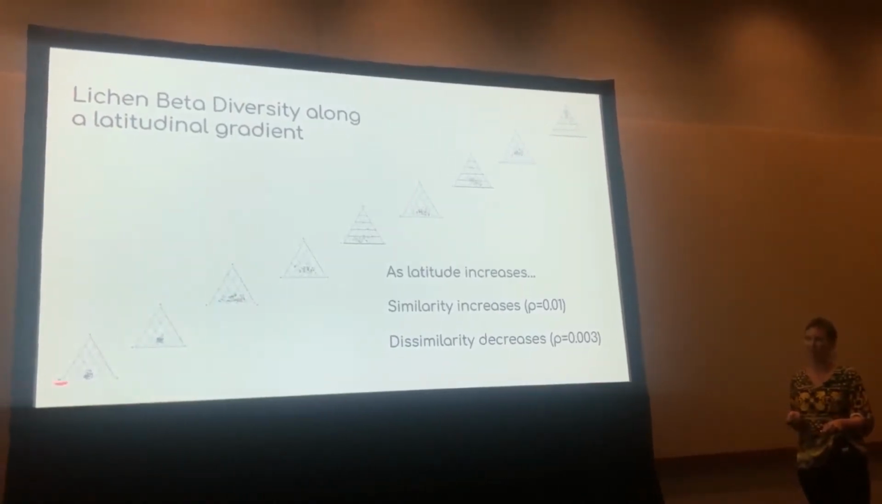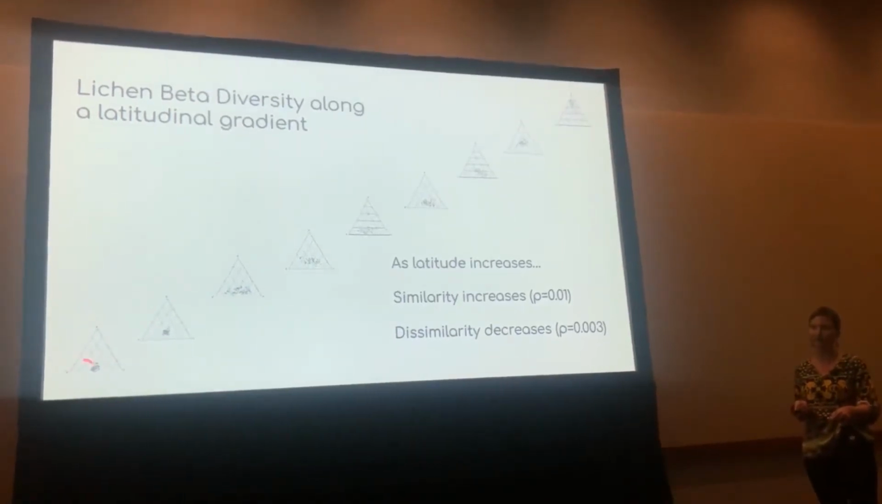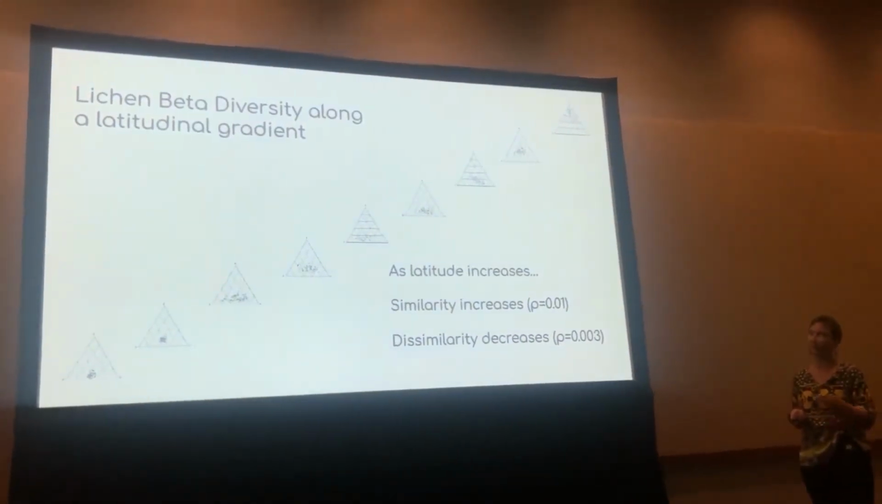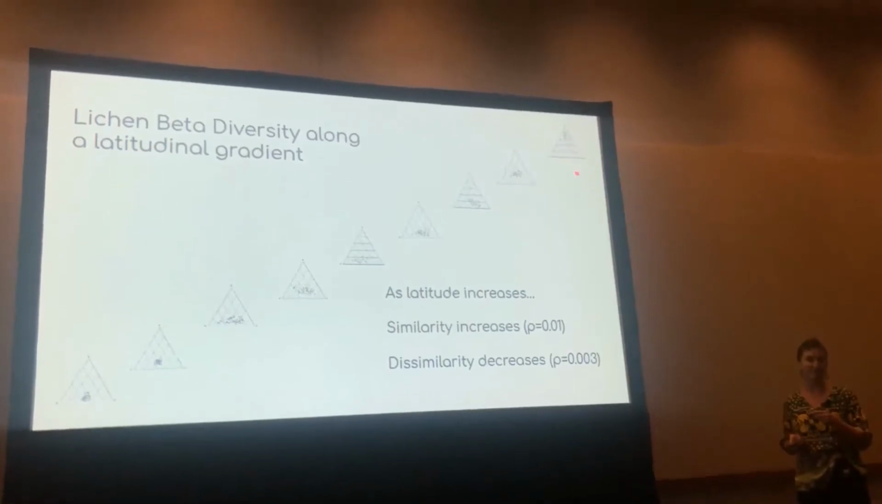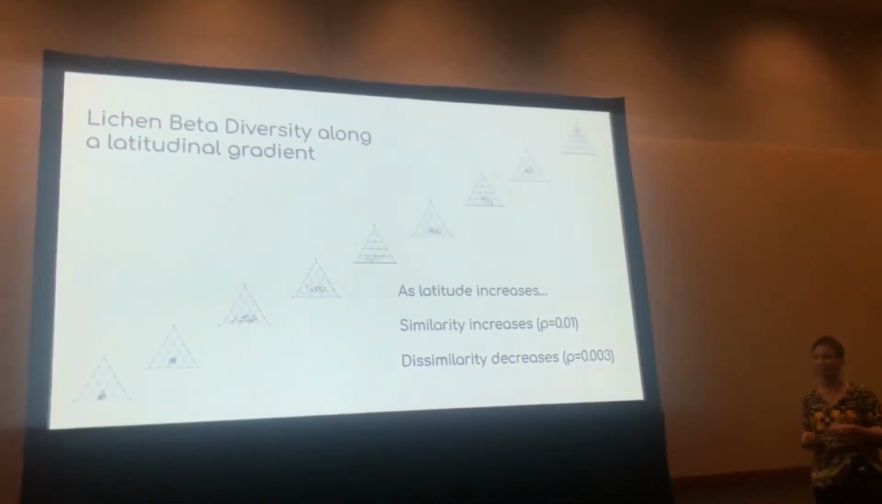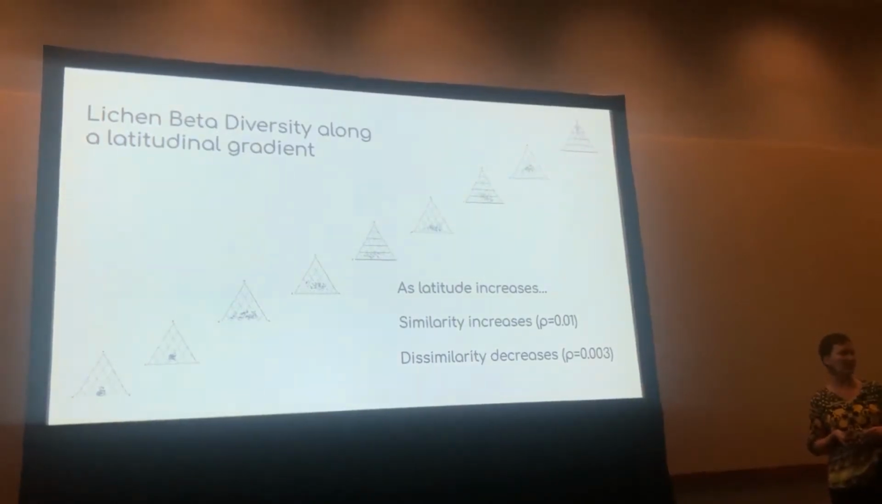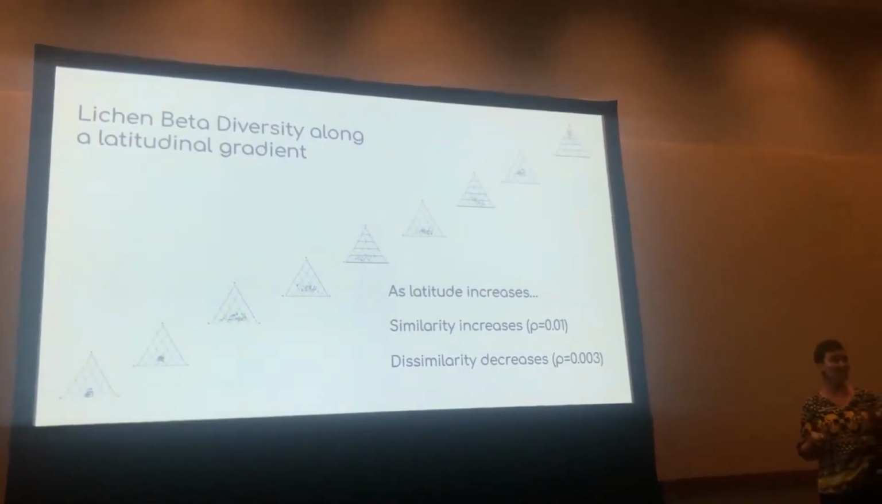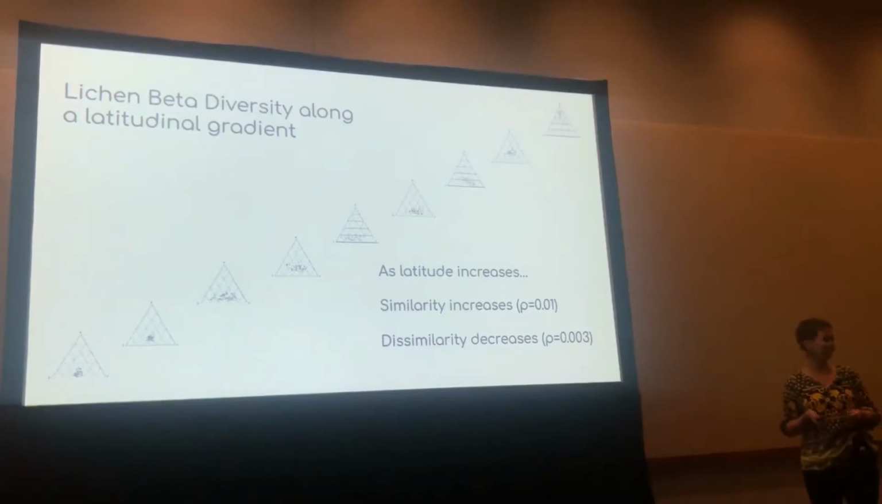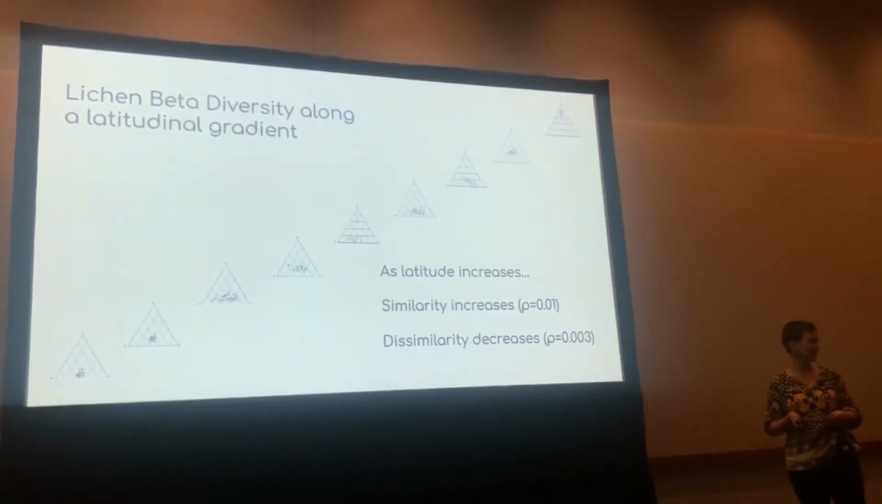So as we move from one plot to the next, we find new lichen species. Whereas here, I was basically finding the same lichen species on each tree that I sampled from. So again, that has been shown in other taxa as well, this pattern of beta diversity along the latitudinal gradient as well.